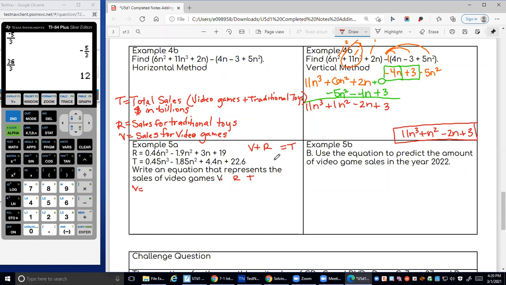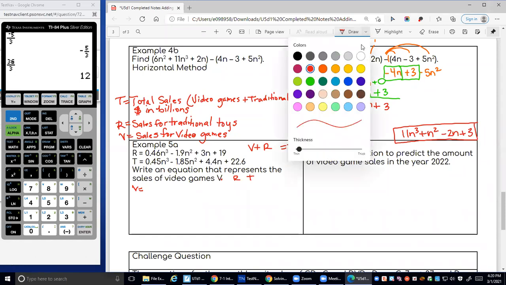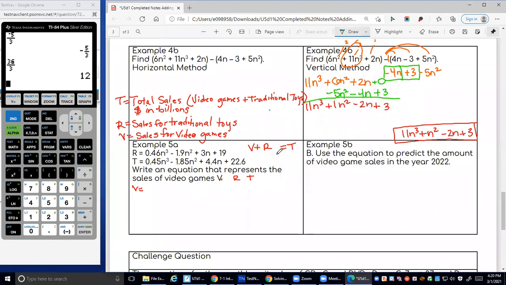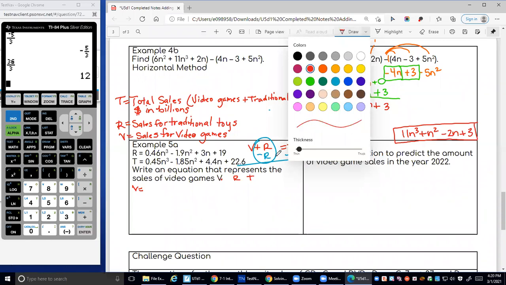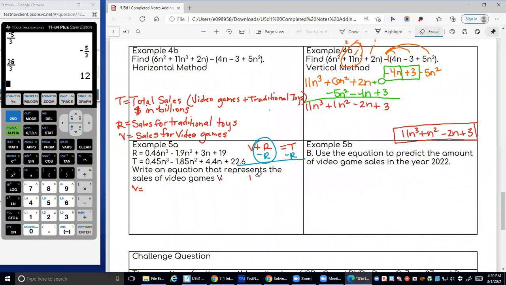Then we want to get V all by itself, right? And so how am I going to get V by itself? What do I need to move? The R, right? So I'm going to subtract R from both sides, and that will zero out, right? And that's how we get V equals T minus R, because that zeroes out. You with me? Yeah? Okay.